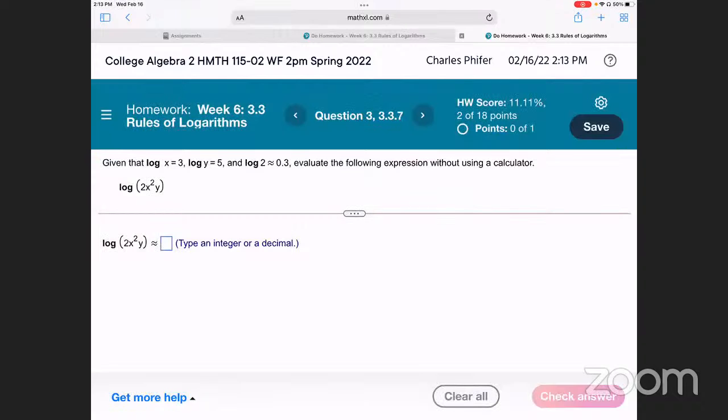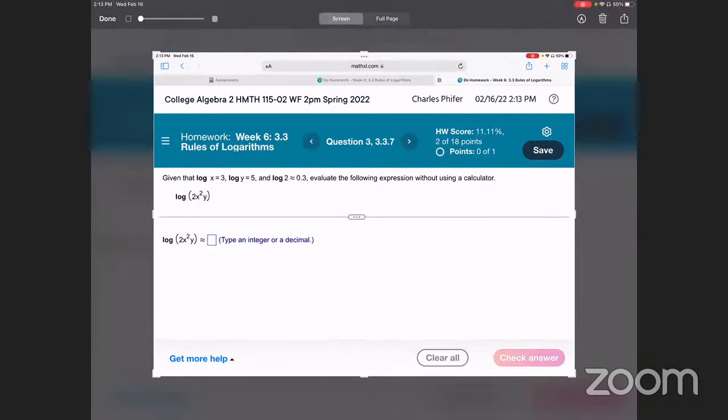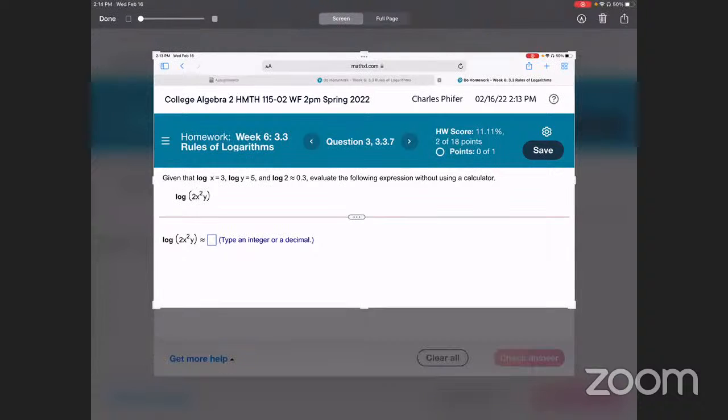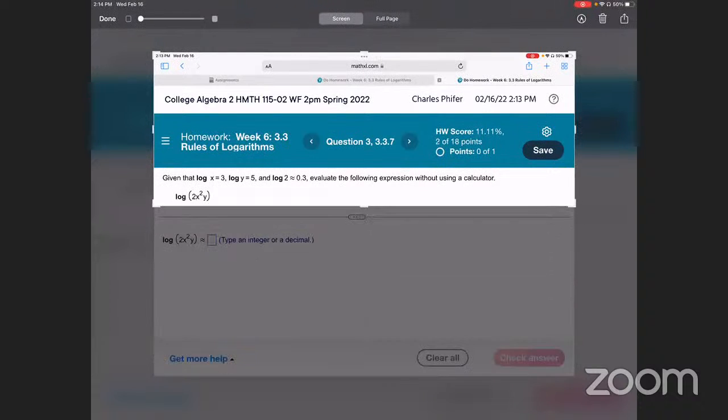Give it another minute. Given that, let's do the same thing. It says evaluate without using a calculator. That's fine. So this actually combines the product rule with that third rule, the power rule, right?